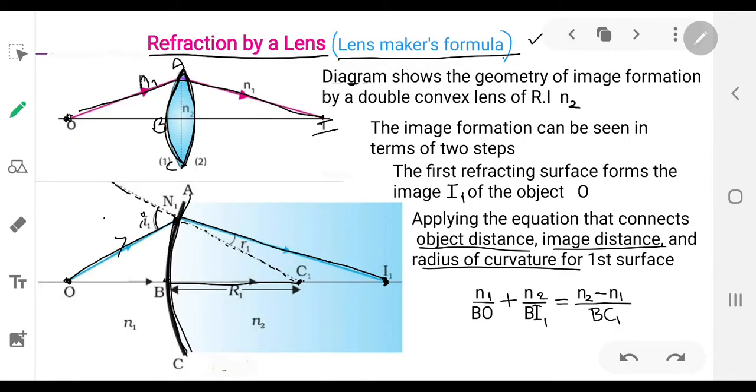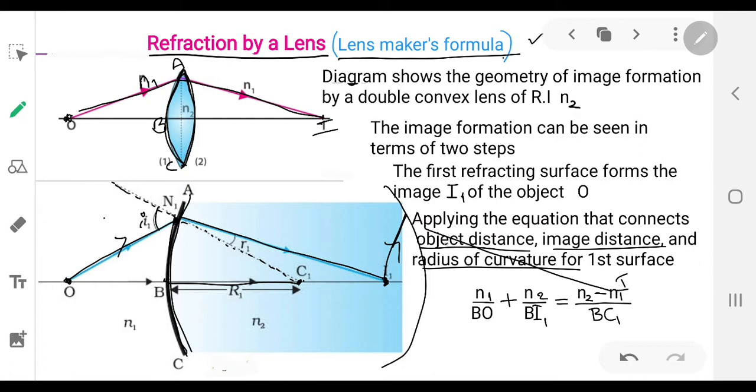Or in a simple way you can consider, instead of refracting from the first surface, if the second surface is here, assume the second refracting surface is here, then how would I have got the incident ray? From I dash to the second surface. So this is the incident ray. After refraction, somewhere here you are going to get the final image I.